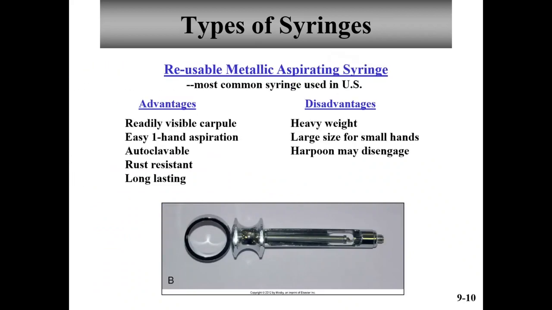So this is a reusable metallic aspirating syringe. It may or may not have wings. Some of them in our clinics have wings, some don't. It lasts for a really, really long time. The disadvantages include that it's heavy, it's difficult if you have really small hands, and you have to be careful about making sure that this harpoon is engaged completely into the rubber stopper, because otherwise you go to aspirate, and if the rubber stopper doesn't pull backwards, then you don't create negative pressure and you don't know whether or not you're in a blood vessel. So that can be a problem.